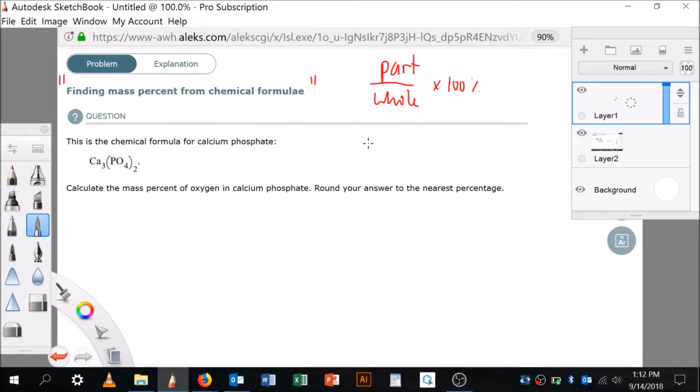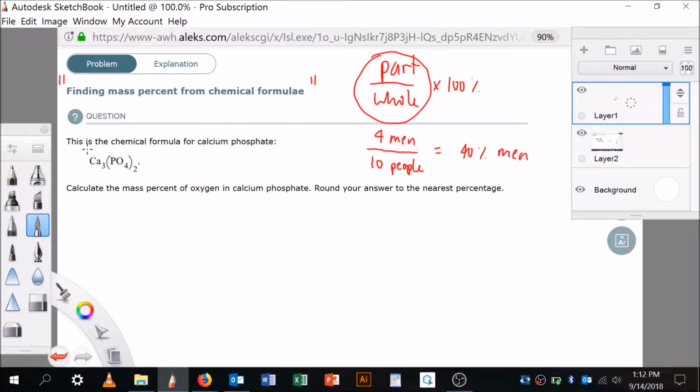For example, if I have 4 men in 10 people, my percent men is going to be 40%. I got that by saying 4 divided by 10 times 100. You can see it'd be 40% with something as familiar as men and women and people. If I have 4 men and 10 people, I have 40% men. So it's a part per whole that we're always driving toward.